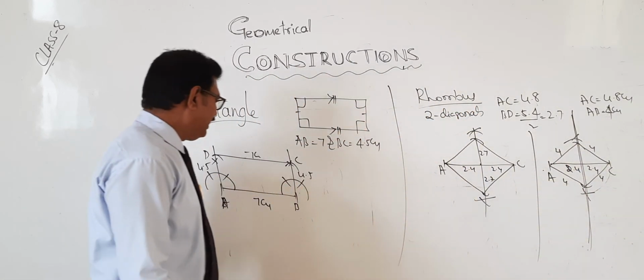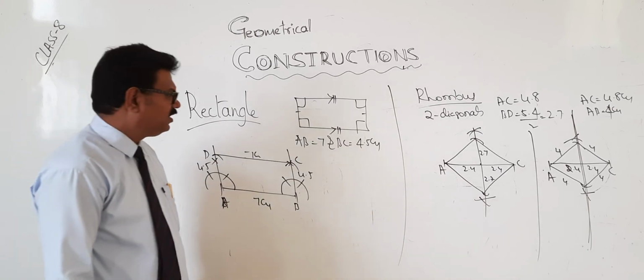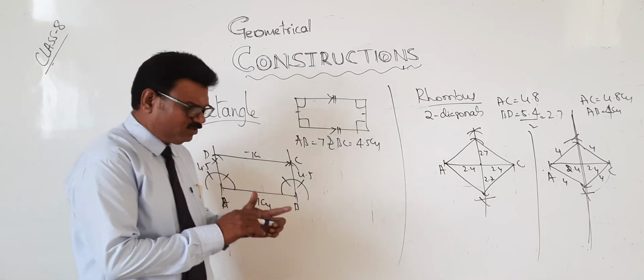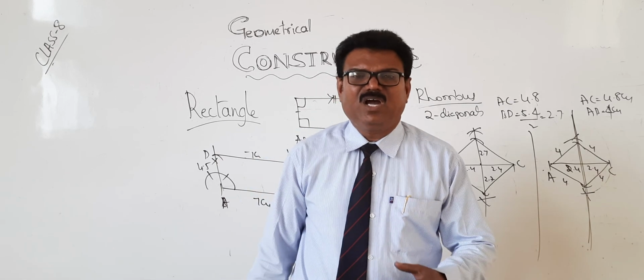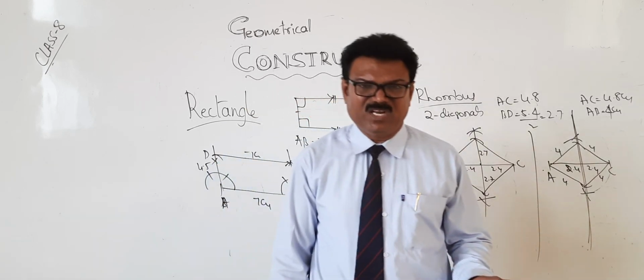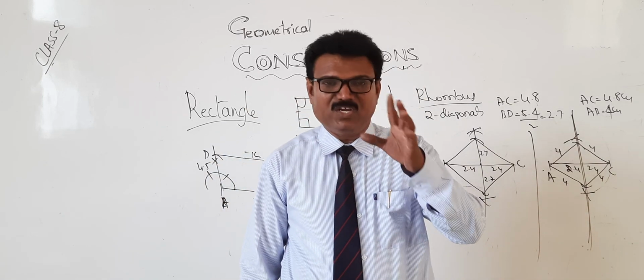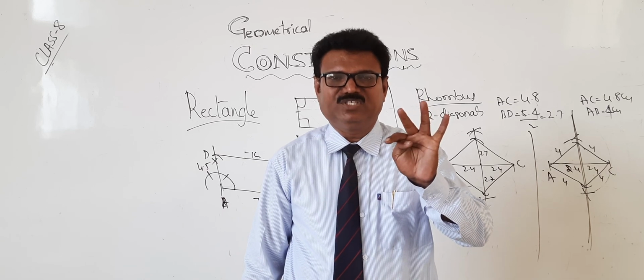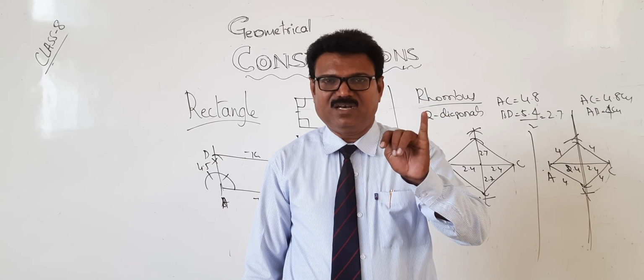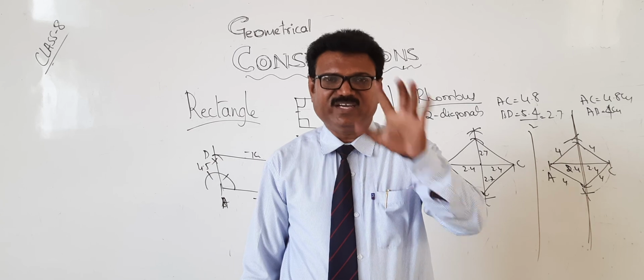Okay? So like this we have constructions. These are the different constructions for your level. We have only quadrilaterals, parallelogram, square, rectangle and rhombus. Only these 5 things are there.